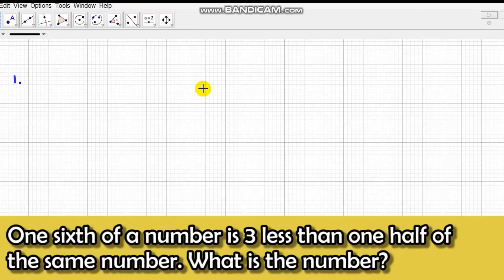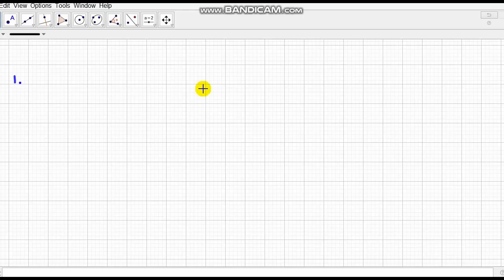1/6 of a number is 3 less than 1/2 of the same number. What is the number? Let's first analyze the problem. We're being asked for a number. We don't know what that number is, so we're going to represent it as x. Now we're given 1/6 of a number, so that is 1/6 of x. We multiply this x with 1/6.